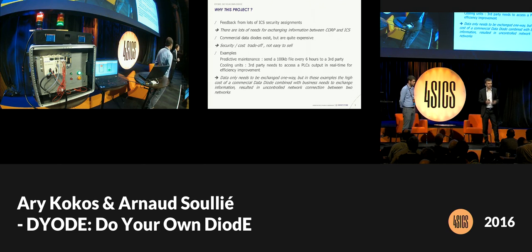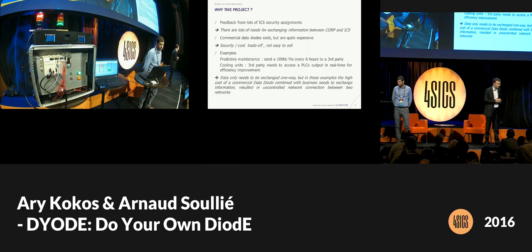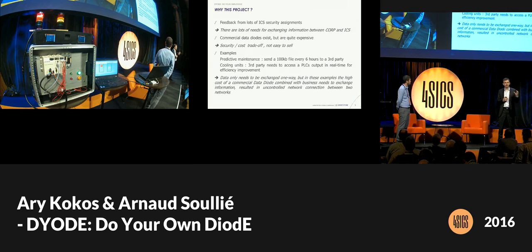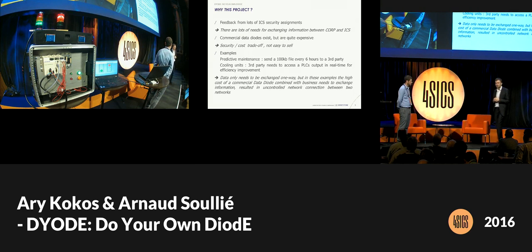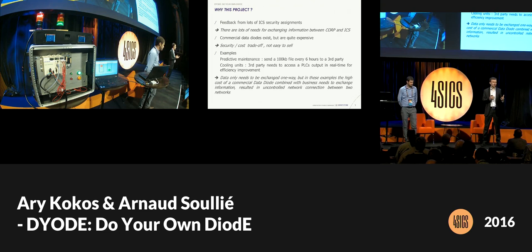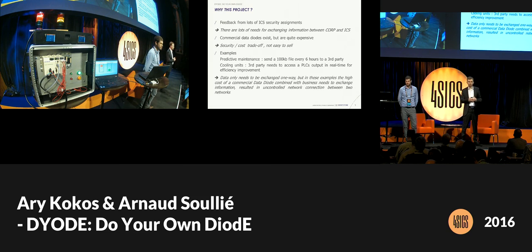In another case, in order to improve the process, the company needed to send in real time information from an automated system using Modbus to a third party. And in this case, it meant connecting the third party directly to the industrial world, which is not always a very good idea. So we asked ourselves, would it be possible to do a data diode, and if possible, a very cheap one?